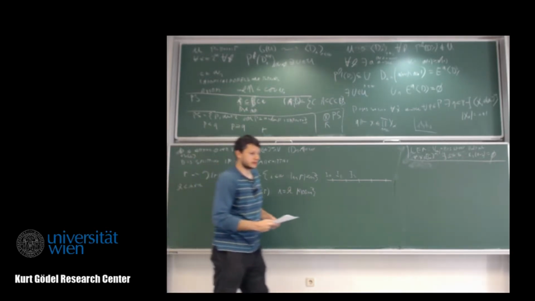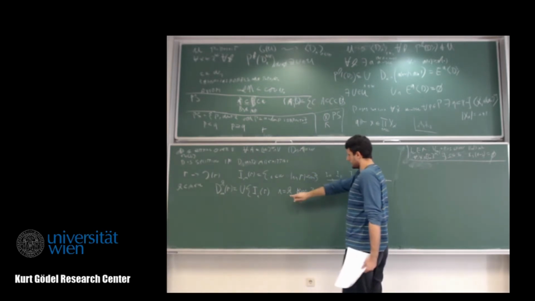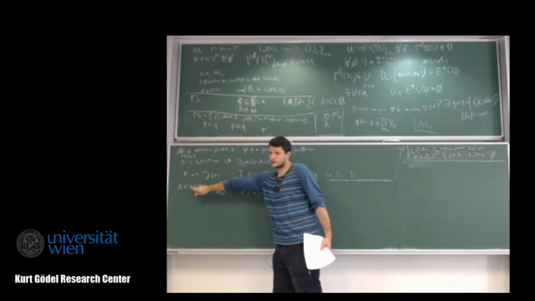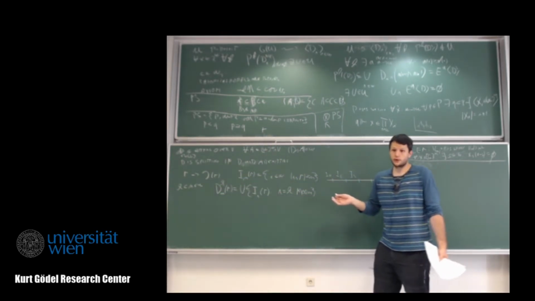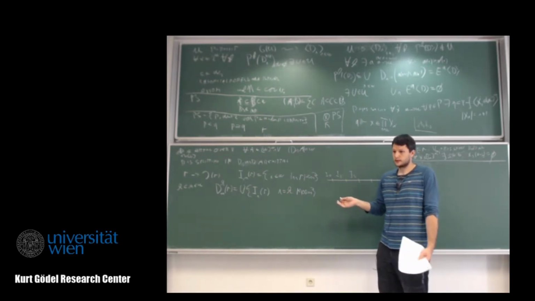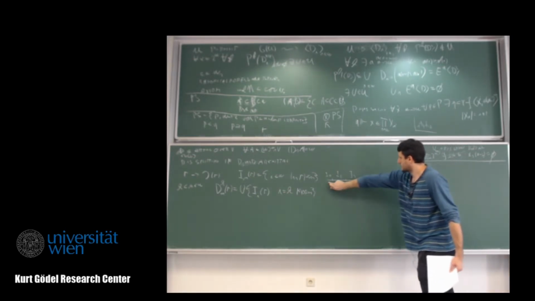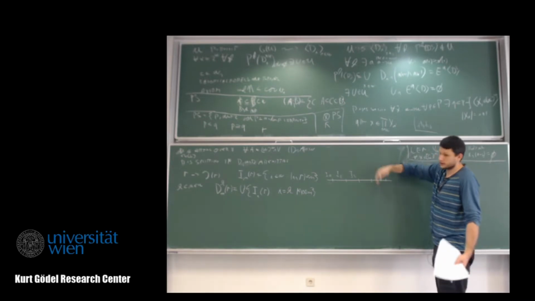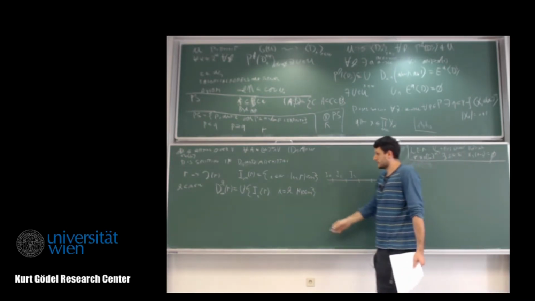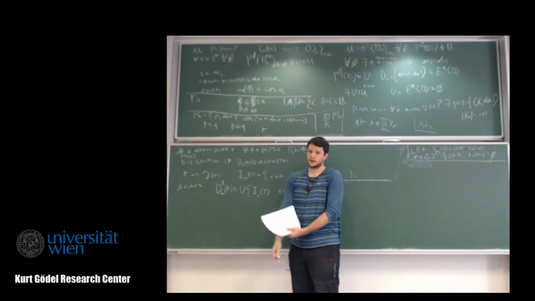What does it mean? For example, if N is 2 and K is 0, this means take the union of all the even intervals. So it's just like this interval union, and so on. And you can play with this, and you can take N higher, K higher.